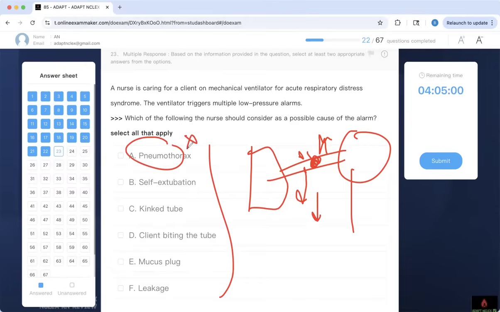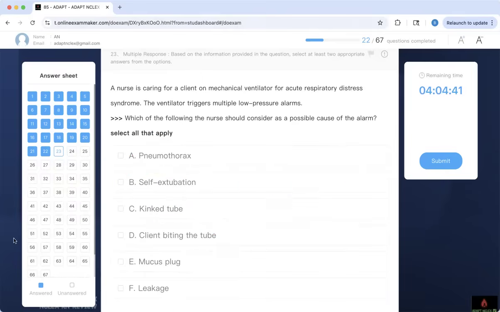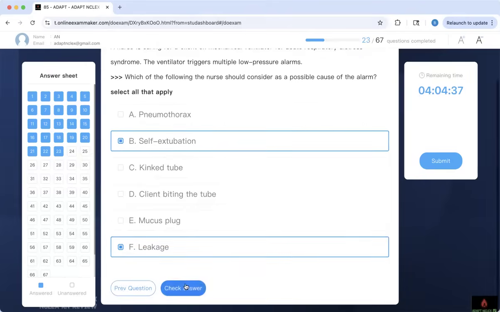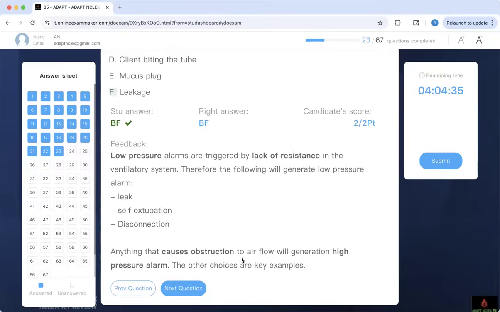Pneumothorax is a blockage, negative. Self-extubation, oh, that's a leak, there's no connection between the patient and the tube. Kink, high pressure. Biting the tube, high pressure. Mucus plug, high pressure. And F, there's the leak. Therefore, you know the answer. Extubation and the leak are what is going to create a low pressure alarm.